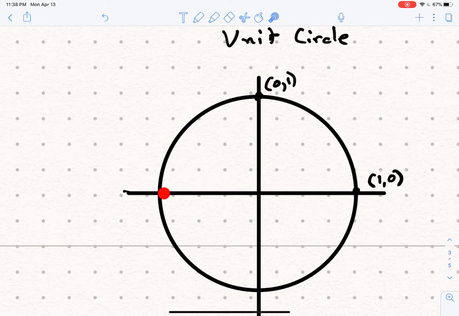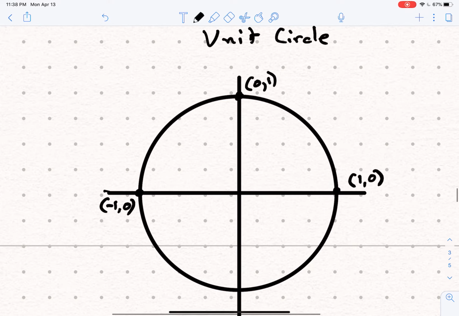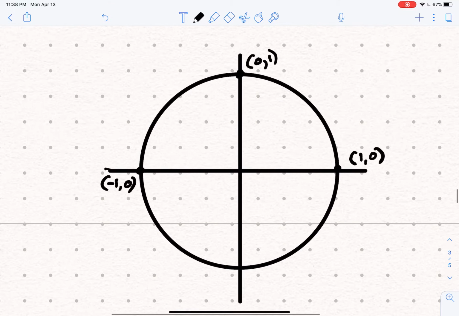Now, to the left here, we're once again on the x-axis, but now we're on the negative side. This distance is 1, but it's going in the negative direction. And so the coordinates of the point here are -1 for x and 0 for y. And then finally, down at the bottom, the point here is the point where x is 0 and y is -1.